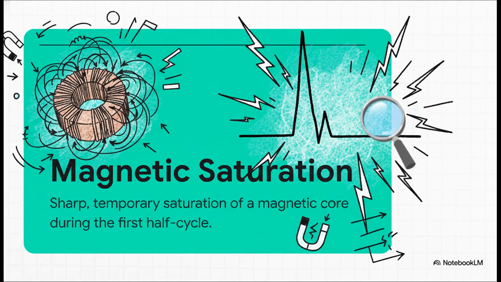When a transformer or a motor is first powered on, its magnetic iron core can get almost completely saturated with magnetic flux in just the very first half cycle of alternating current. For a split second, its electrical resistance basically vanishes, and that leads to a blindingly fast, absolutely massive current surge.